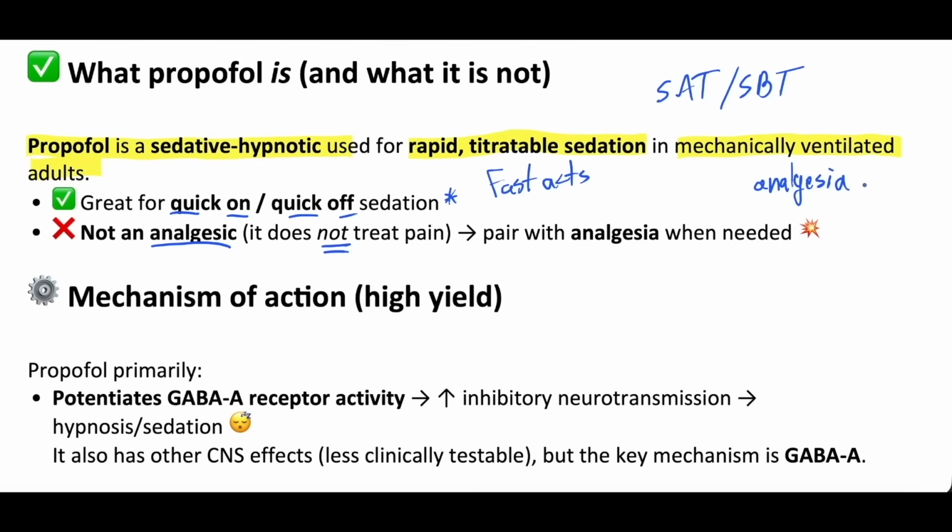But we often do this kind of Analgesia-first strategy in our mechanically ventilated patients because we want to make sure we are treating pain first before we just try to sedate the pain out of them. So just know Propofol is not an analgesic. It does not treat pain. And we often pair it with an analgesic medication, sometimes things like fentanyl when needed.